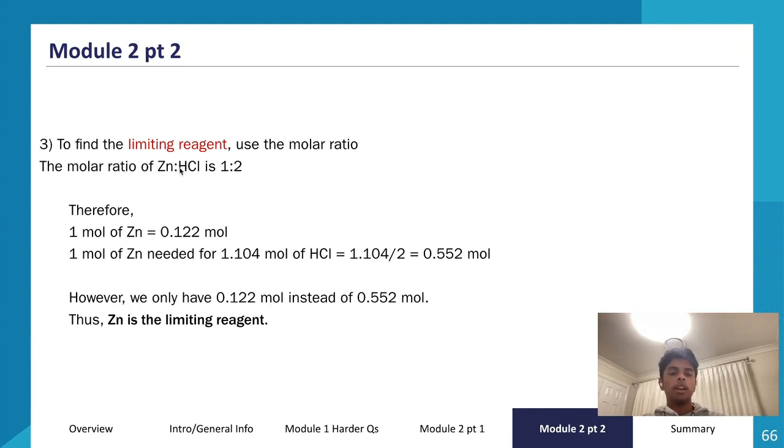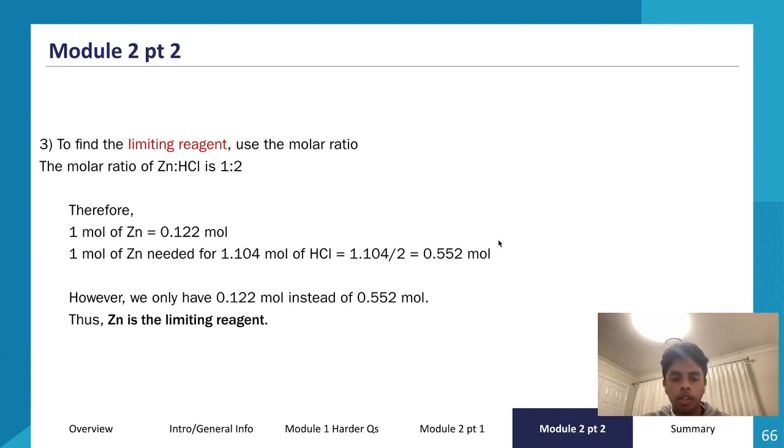I can think about it from the zinc's perspective by saying for zinc, we need 0.244 moles of HCl. So we have an excess of HCl. So therefore, by definition, zinc is the limiting reagent. But you can also think about it from the hydrochloric acid's perspective. It's in a ratio of 1:2. So for every 2 moles of HCl, I need 1 mole of zinc. So for every 1 mole of hydrochloric acid, I need half a mole of zinc. So for every 1.10 mole of HCl, I need 0.552 moles of zinc.